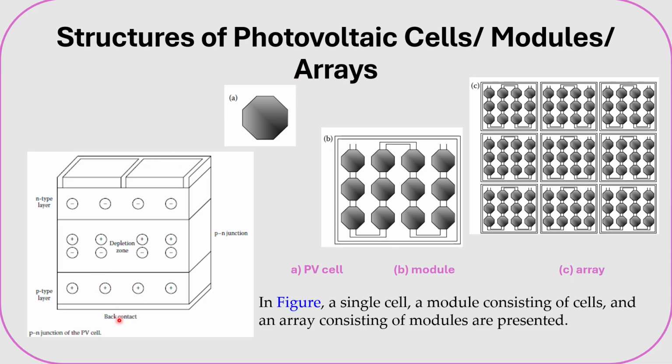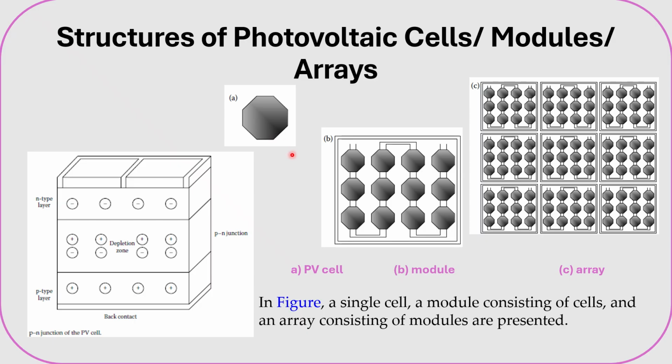First we'll understand the physics behind it. We have the p-type layer and the n-type layer, and just like a normal diode or semiconductor device, we have this p-n junction. That's how the sunlight is converted to electrical energy. The movement of electrons creates the current flow, and this is how solar energy is harvested and converted to electrical energy.